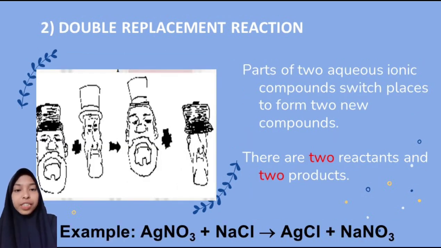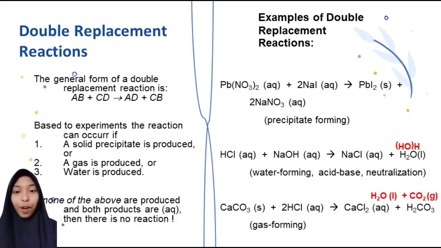The second type of chemical reaction is double replacement reaction. A double replacement reaction is when two aqueous ionic compounds swap partners to form two new compounds. There are two reactants and two products. An example is silver nitrate plus sodium chloride yields silver chloride and sodium nitrate. The general form of a double replacement reaction is AB plus CD yields AD plus CB.